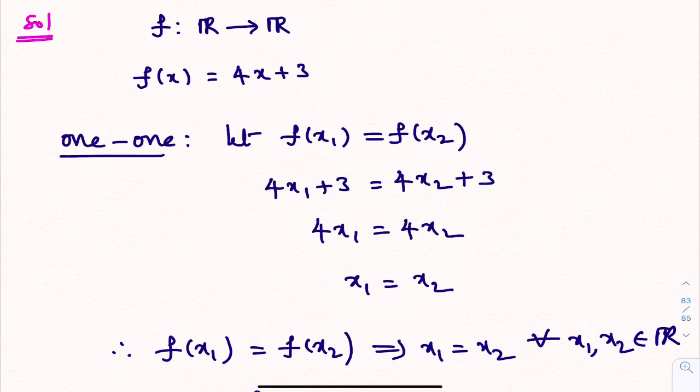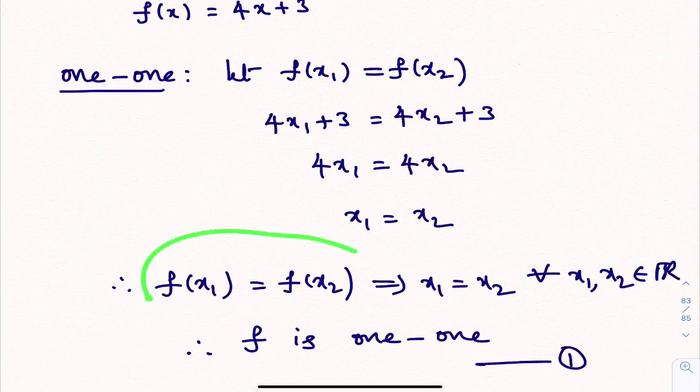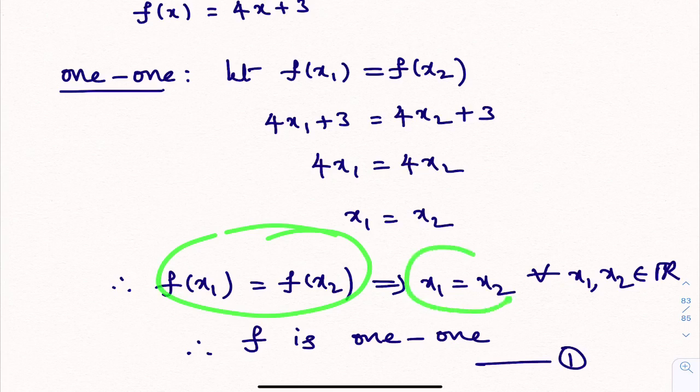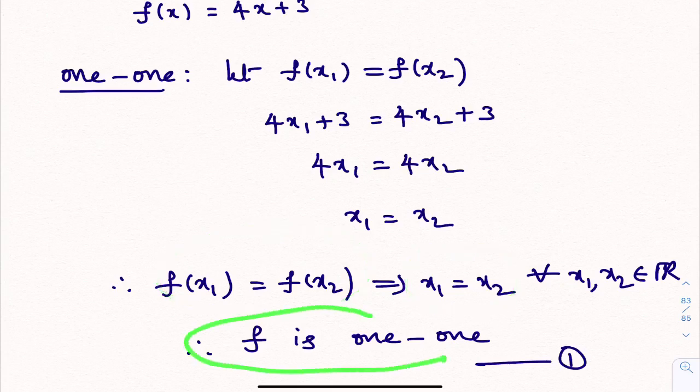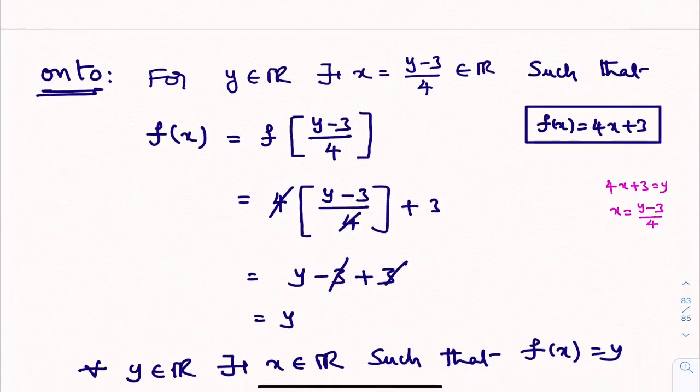So here, what is the point? When f(x1) = f(x2) implies x1 = x2, I took this information and I got this. When I am able to say these things, I can say that the given function is one-one. So what is my intention? I want to show that this function is invertible. To prove the function is invertible, I need to check one-one and onto. I checked one-one, this function is one-one. Now I will check onto.